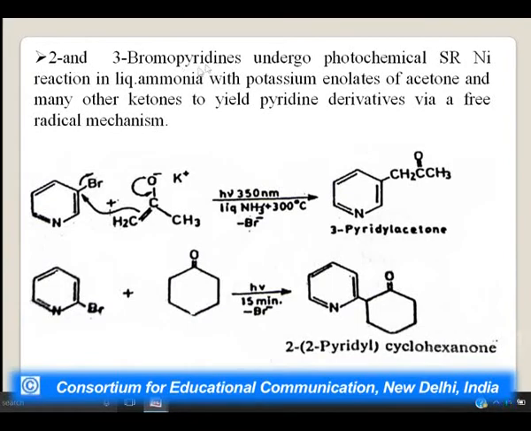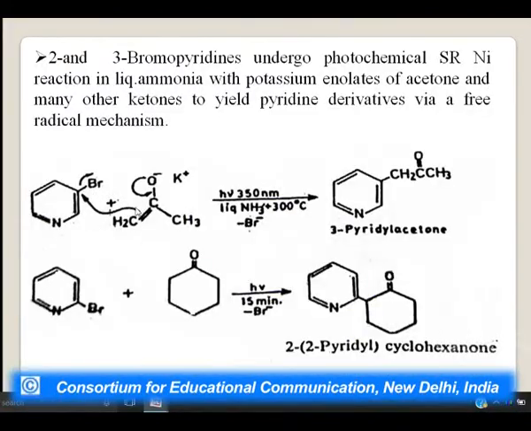2 and 3 bromopyridines undergo photochemical SRN1 reaction in liquid ammonia with potassium enolates of acetone and many other ketones to yield pyridine derivatives via a free radical mechanism. Here you can see, first of all, this group gets attacked by this pi electron towards it at 350 nanometer and liquid ammonia, and you will get 3-pyridyl acetone. And here also you can see cyclohexanone reacts in the same manner via a free radical mechanism. Here you will get 2-pyridyl cyclohexanone. So, nucleophilic substitution takes place in both reactions, here also and here also.